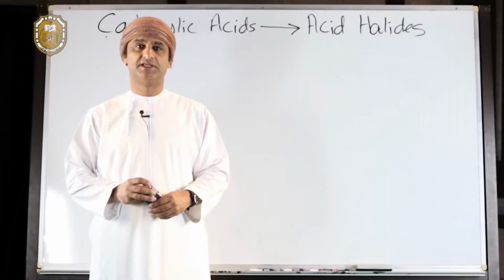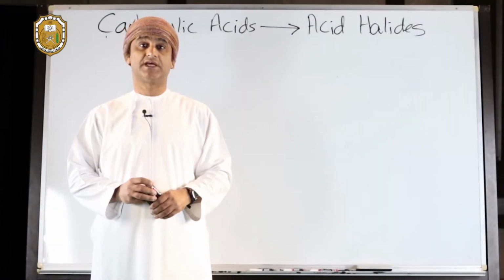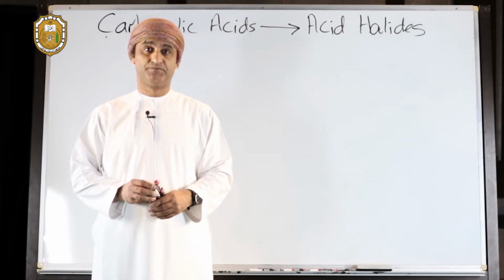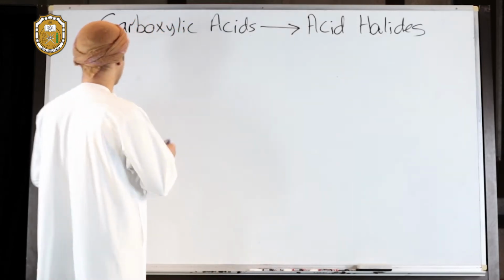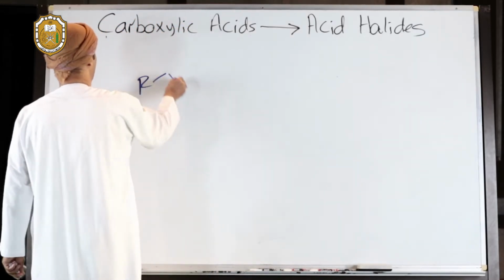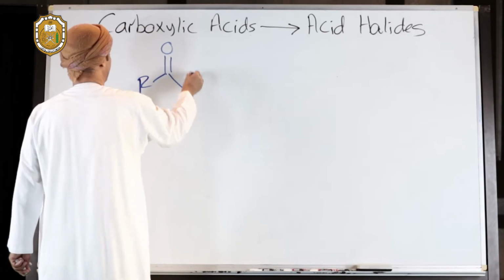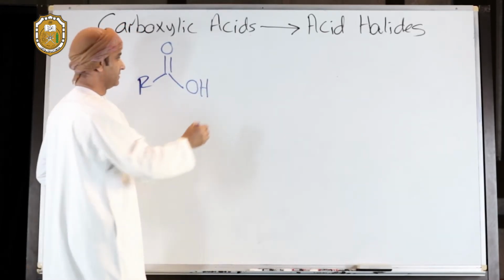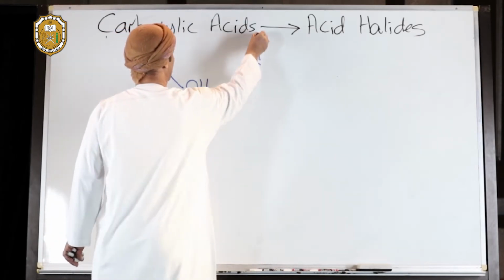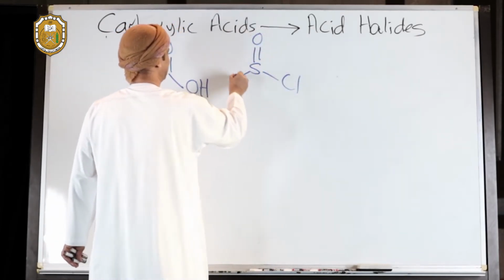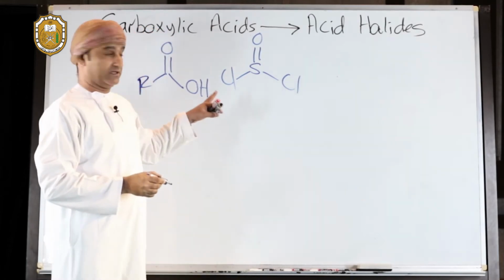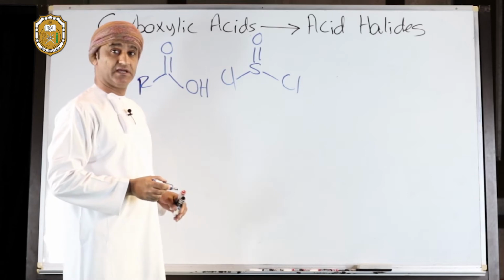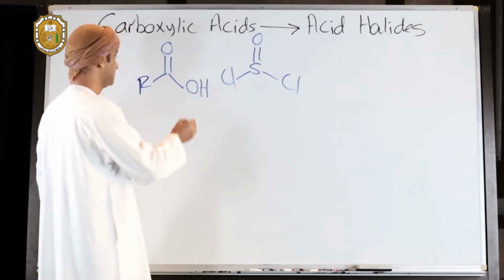Let's now see a mechanism for the reaction of carboxylic acids with thionyl chloride in order to give carboxylic acid chloride. Let's draw the general structure for carboxylic acids. This is the general structure for carboxylic acids. This is thionyl chloride. Remember, the formula of thionyl chloride is SOCl2. This is a proper Lewis structure for it.